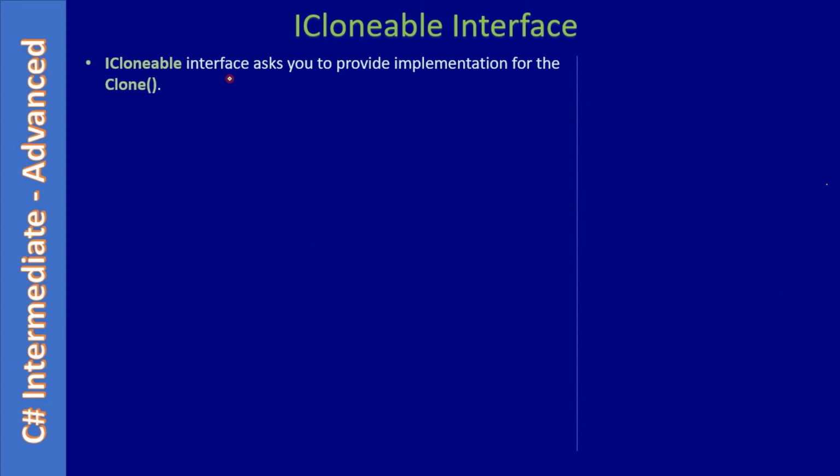So the ICloneable interface asks you to provide an implementation for the Clone method. For your custom class, you have to implement the ICloneable interface, then you have to override the Clone method. The Clone method tells how to create a copy of an existing class instance.